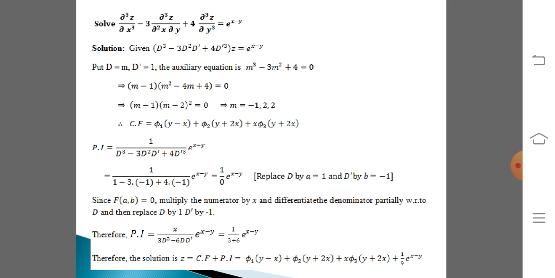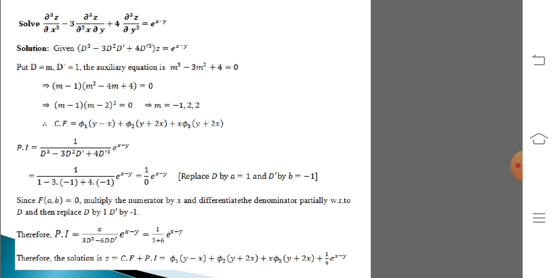power x minus y. Now, you substitute d equal to 1 and d dash equal to minus 1 in the particular integral, you get 1 by 9 e power x minus y. So, this is the particular integral. Therefore, the solution is z equal to Cf plus Pi, that is z equal to phi 1 of y minus x plus phi 2 of y plus 2x plus x into phi 3 of y plus 2x plus 1 by 9 e power x minus y.